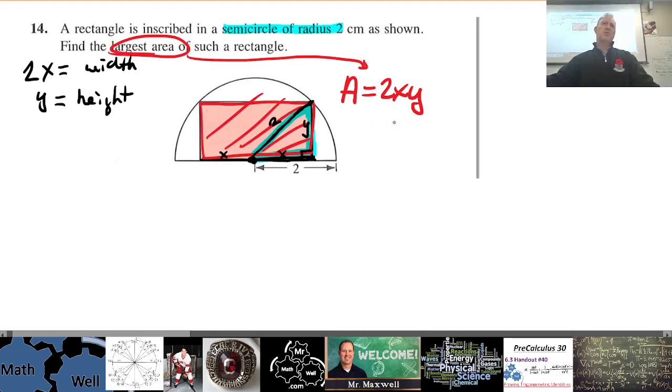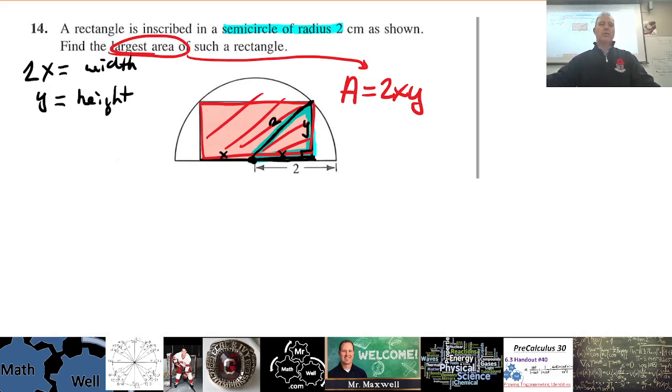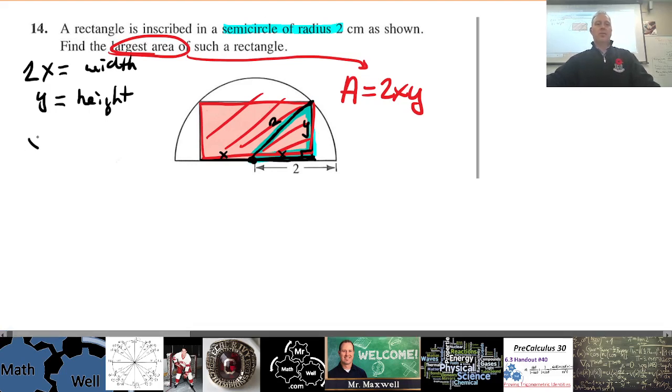But I notice that I have 2 variables. I just want one. That's where I go back to Pythagoras and say, you know what, I know that x squared plus y squared equals 2 squared. Awesome. So what we're going to do is solve for one of these variables and substitute. So I'm going to solve for y. That's going to be the square root of 4 minus x squared.